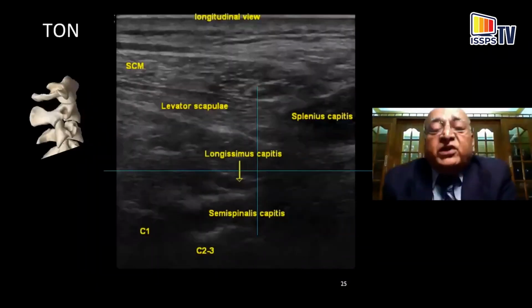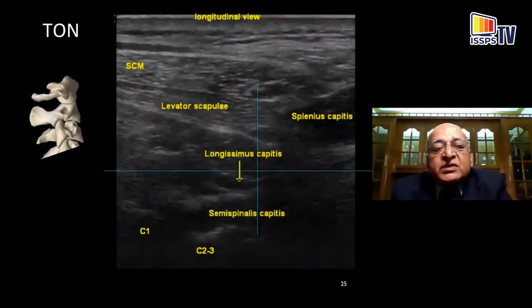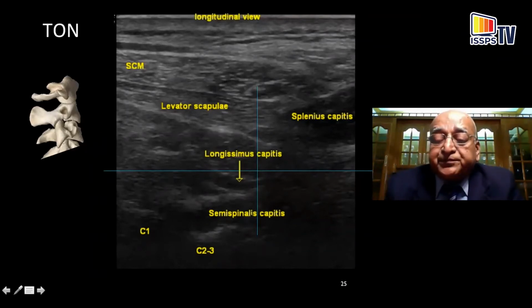The other important structure in this area is your third occipital nerve. The third occipital nerve travels over the C2-3 facet joint before it goes on to the occiput. Now, these are the different structures which you can see whenever you are scanning in this area. The various muscles I have labeled, but the most important muscle in close proximity to the third occipital nerve will be your semispinalis capitis.